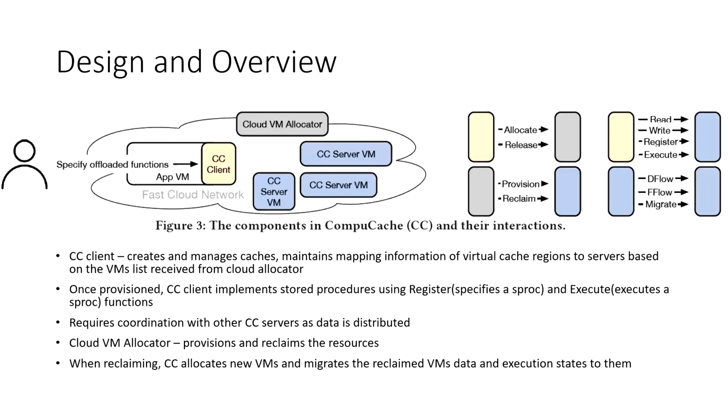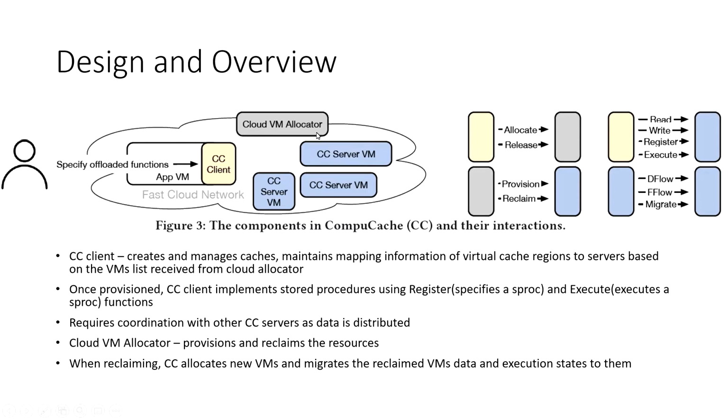They give a design of how CompuCache is going to work. It has a CompuCache client, which talks to a cloud VM allocator whenever it requires a certain cache for a particular computation. And we have these Spot instances called CC server virtual machines, which are built on top of these memory locations that are not used.